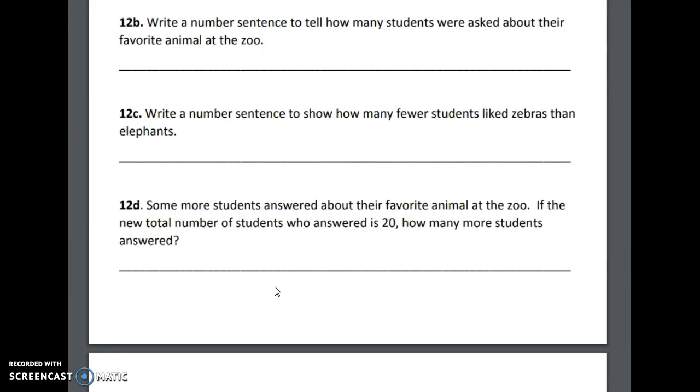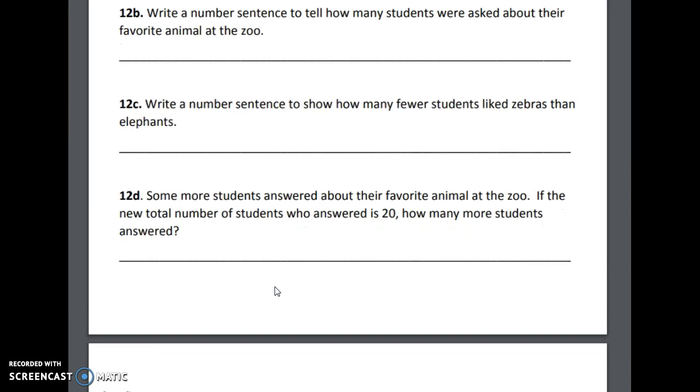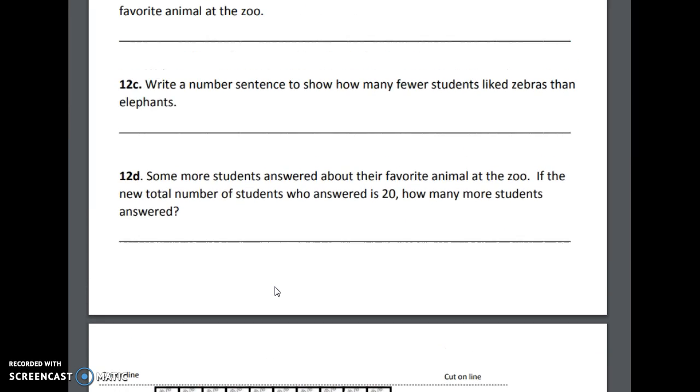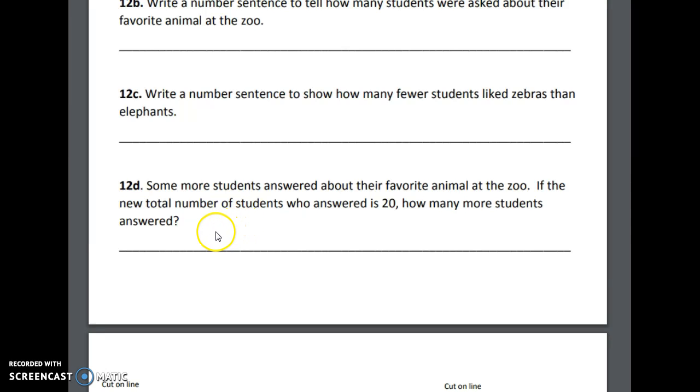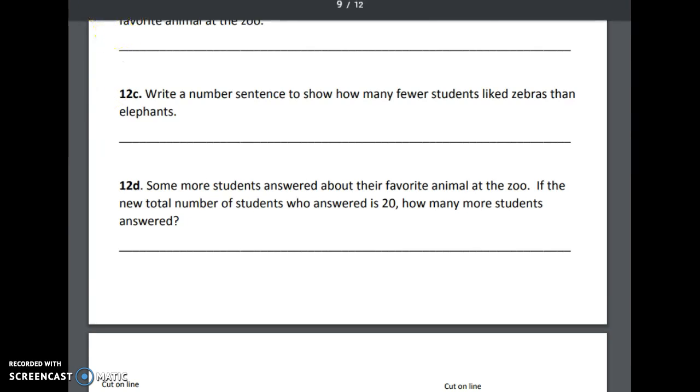And this last question says, some more students answered about their favorite animal at the zoo. If the new total number of students who answered is 20, how many more students answered? Write a number sentence on this blank to show your answer and to show how many more students answered.